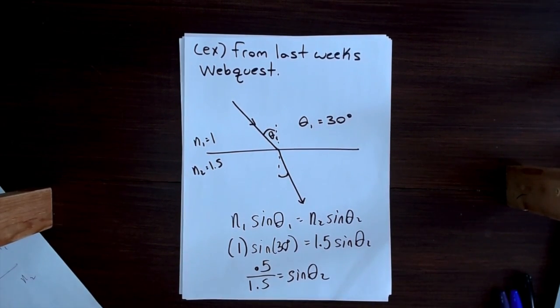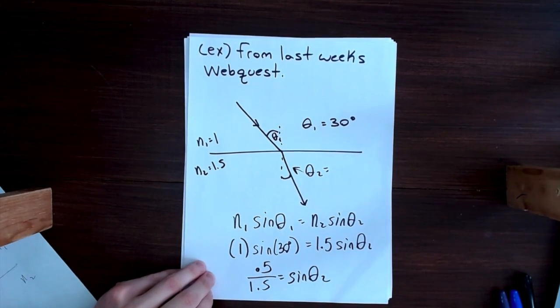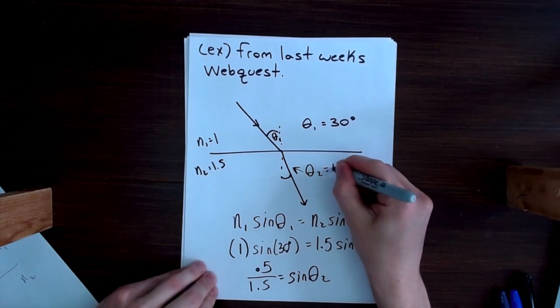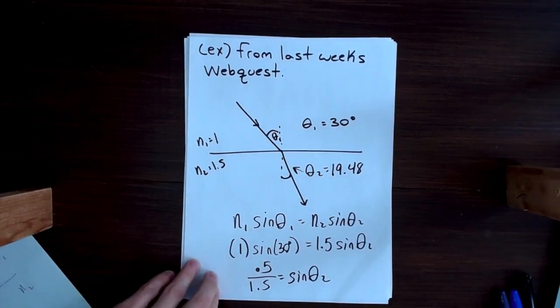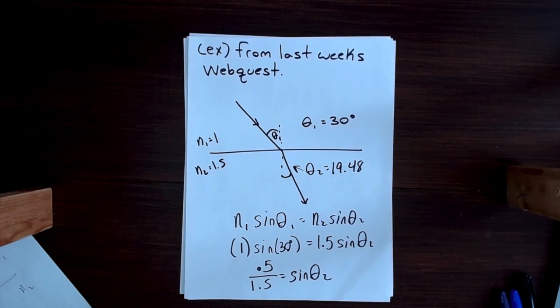Okay, so when I plug this into the calculator, I find that theta 2 here equals inverse sine of 0.5 over 1.5, which is 19.48. If you look back at the example that you did last week, with that online simulation, this was one of the data points that I asked you to take, and what you should have ended up measuring was 19.5, right? So now we just have a little bit of a rounding difference, but it is consistent with what your measurements from last week were.